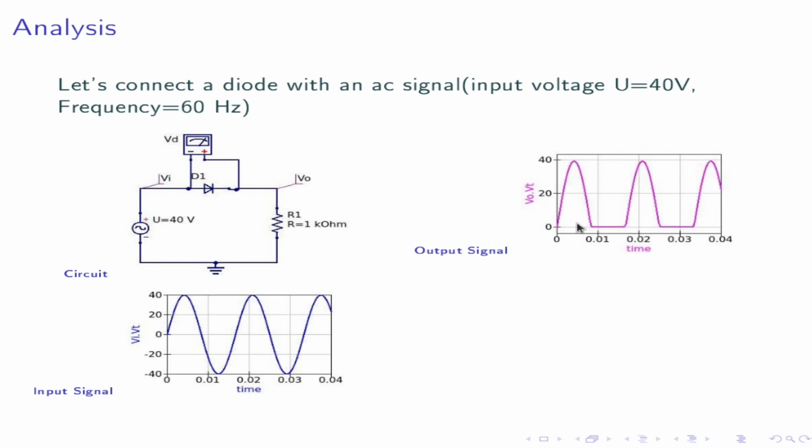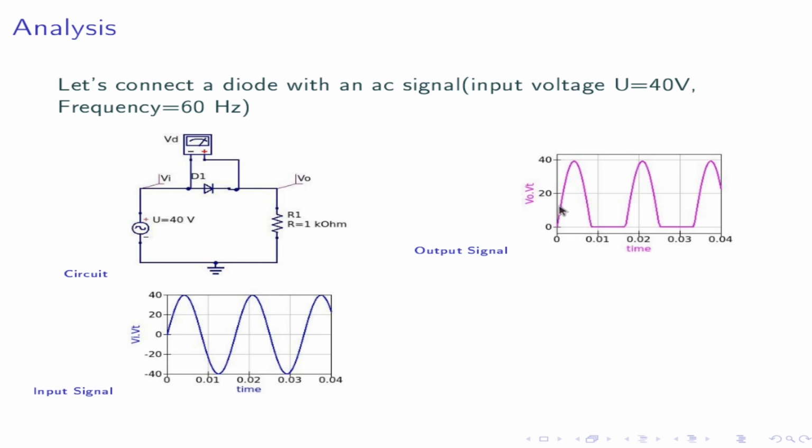As we know, the diode allows current only when it is forward biased. That means only one direction. See, here the positive portion of the signal is allowed to pass through the diode, but the negative portion is cut. That means the diode allows only the positive portion of the input signal and obstructs the negative portion. That is why we call a diode a unidirectional device.